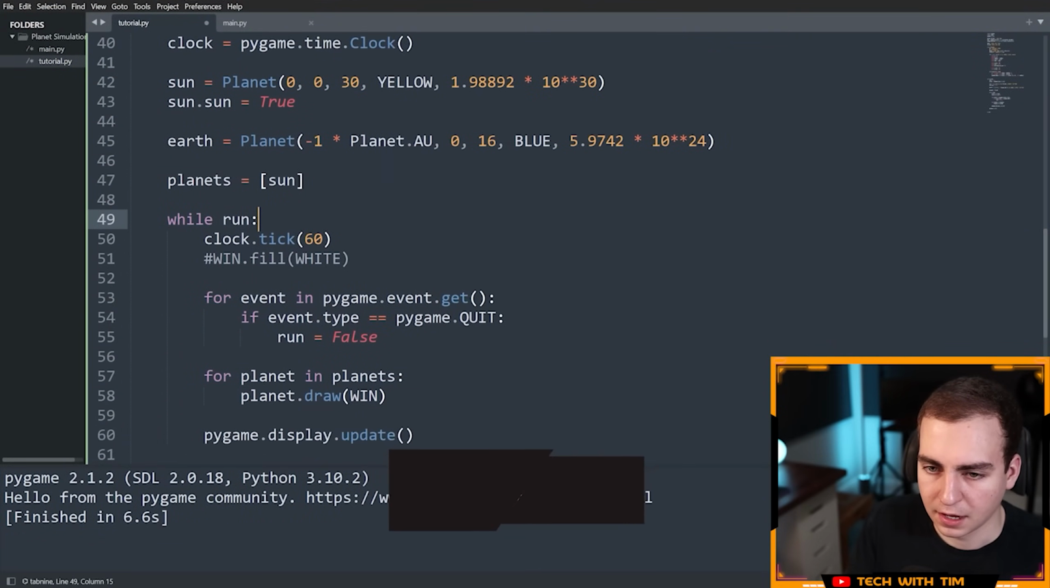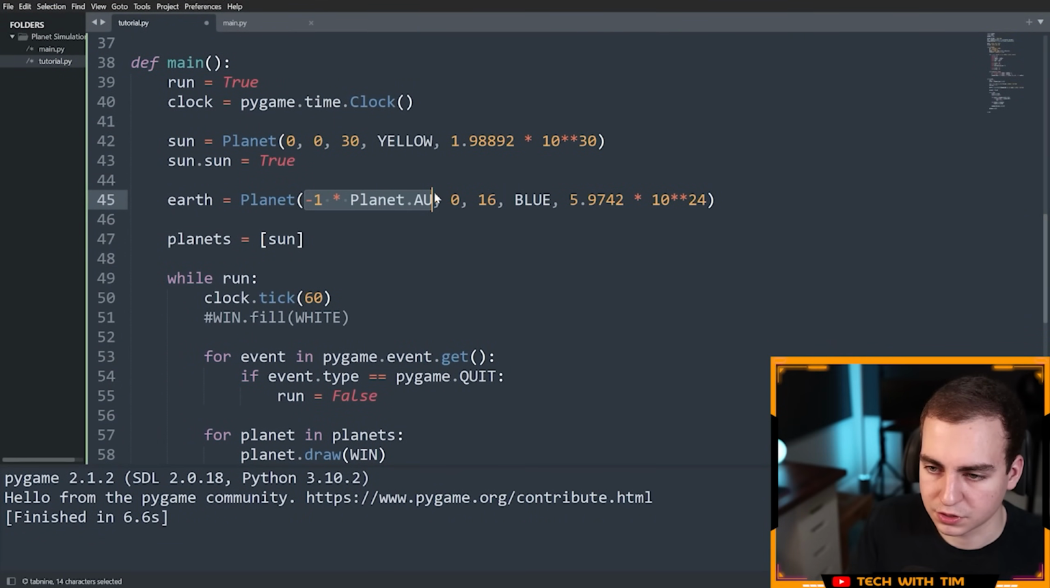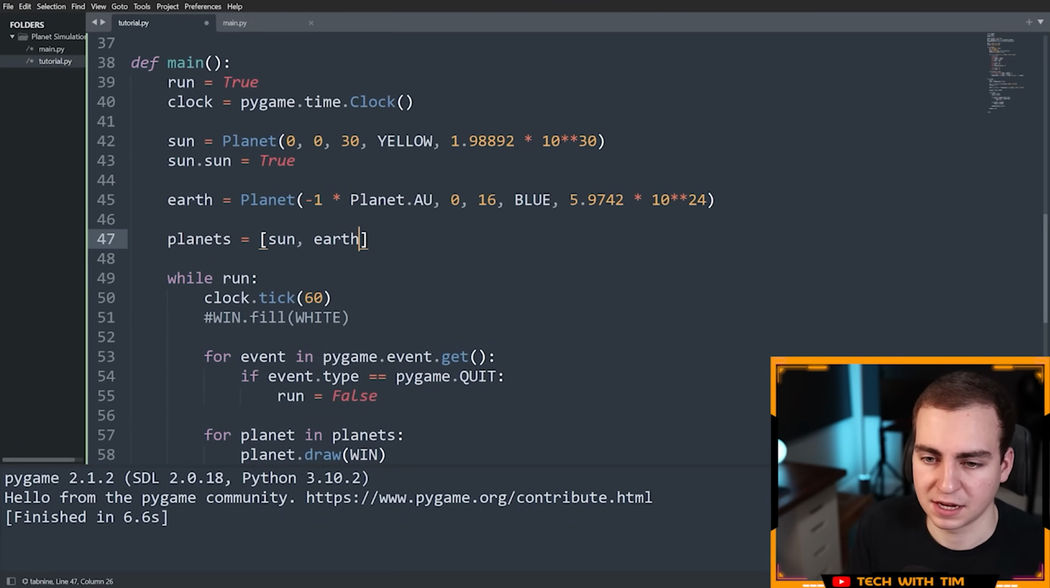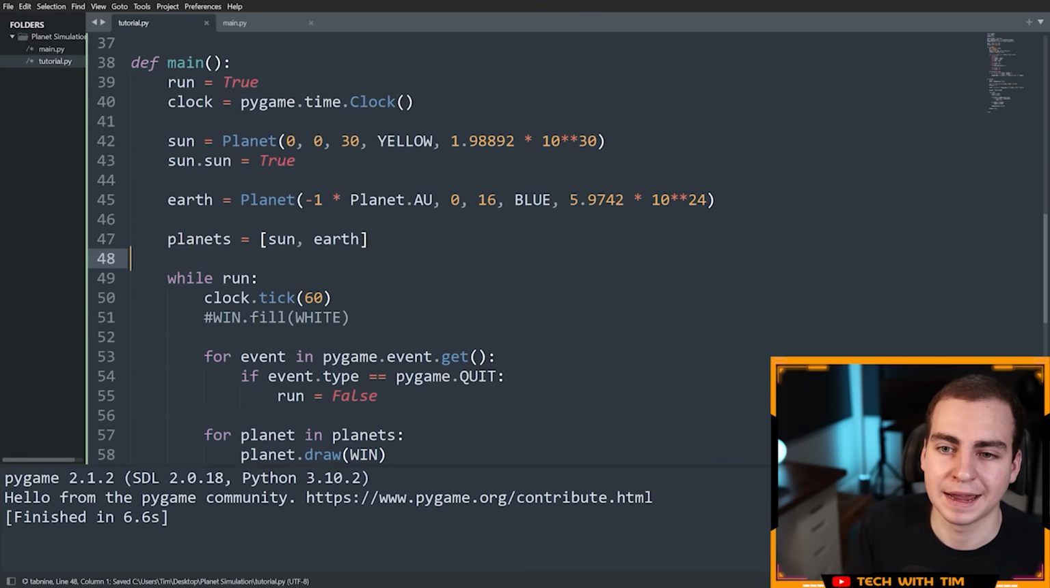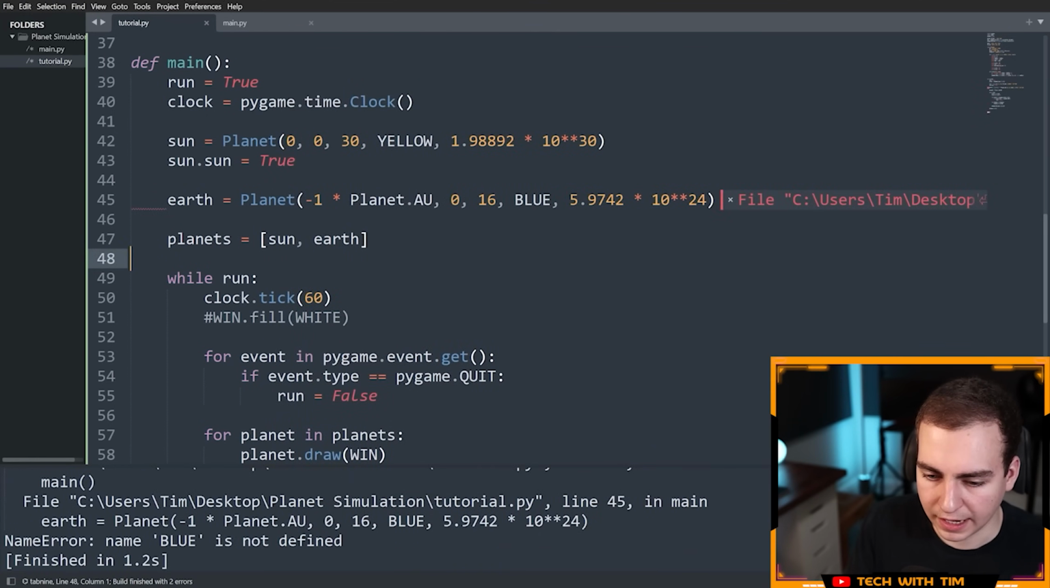Anyways, enough of that. We have the distance to the sun, which is this. We have 0, 16, blue. This is the mass. And I think that's all we need for the Earth right now. Let's now put Earth inside of here and see if when we draw it, we get it in an accurate position. Okay, so let's run this. And we get blue is not defined.